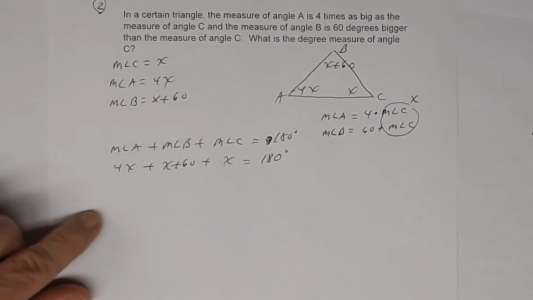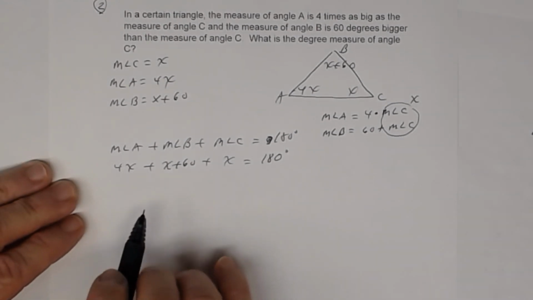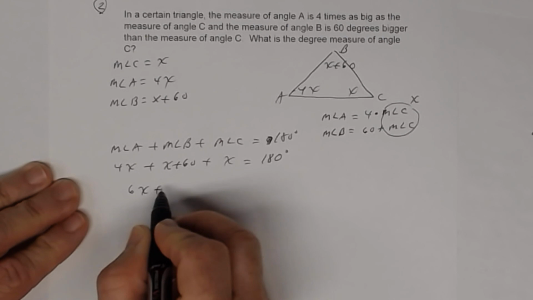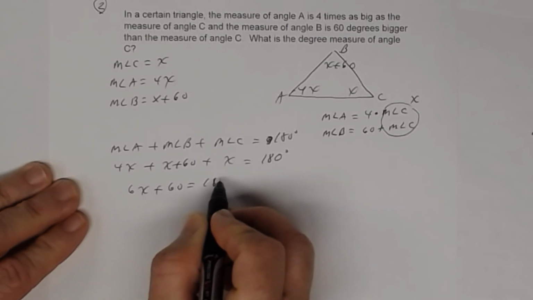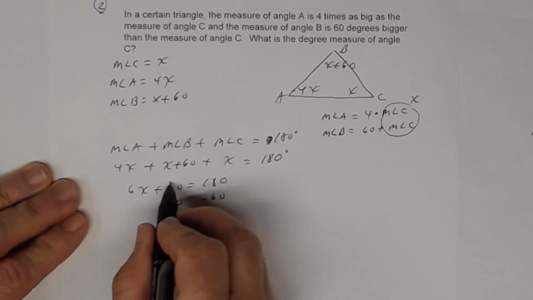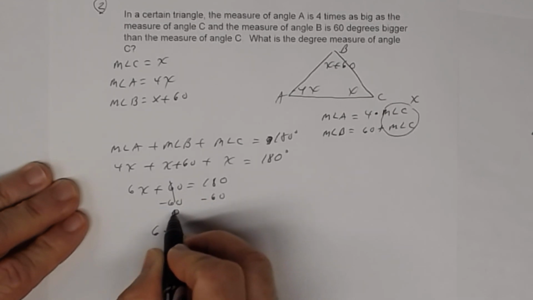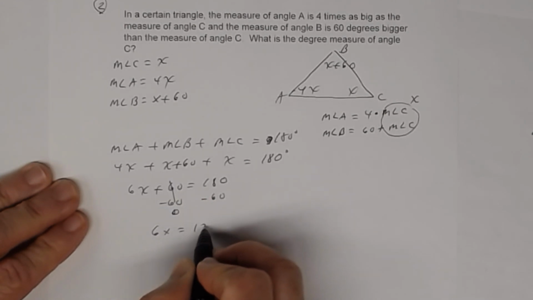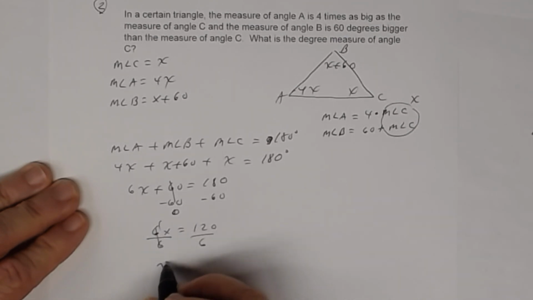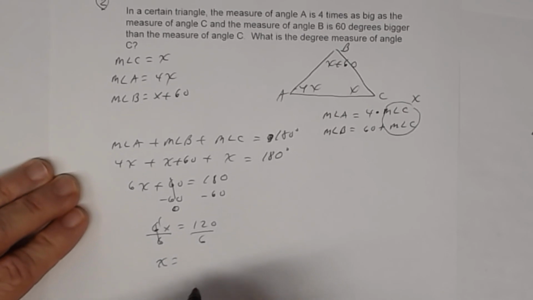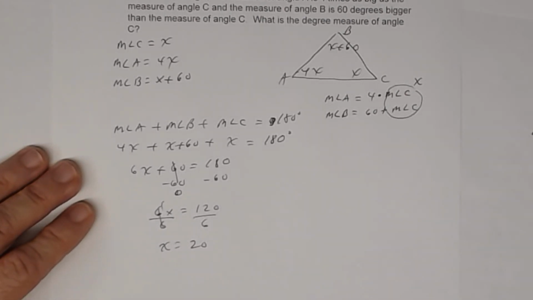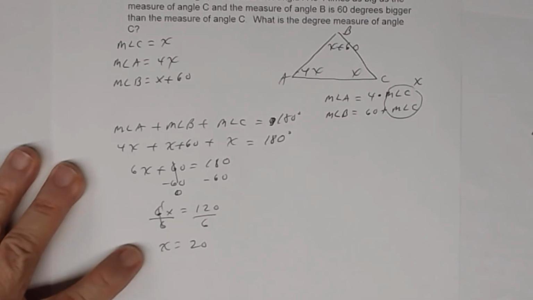Okay, so now solving this linear equation, combining like terms, 4x, x, and x is 6x, plus 60 equals 180. And then subtract 60 from both sides. Combine like terms, I get 6x equals 120. Divide both sides by 6. I get x to be, 120 divided by 6 is 20. Okay? All right, so x is 20.